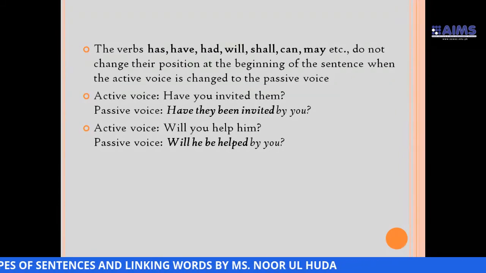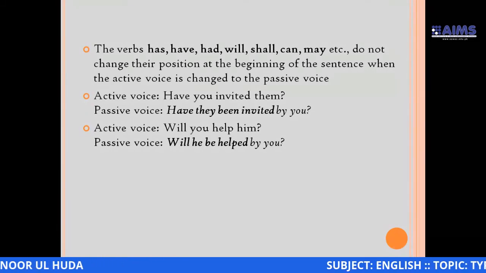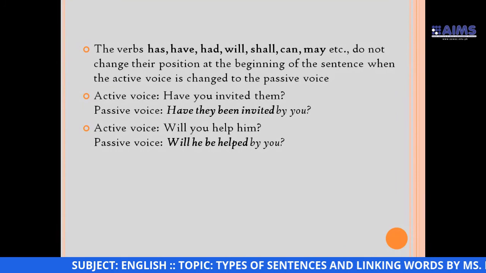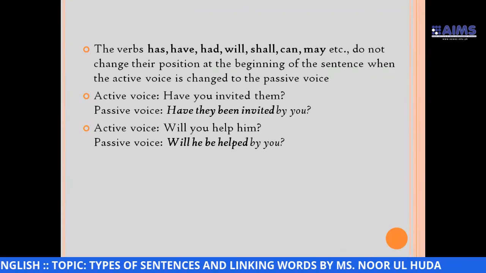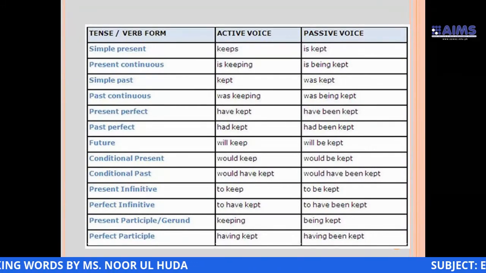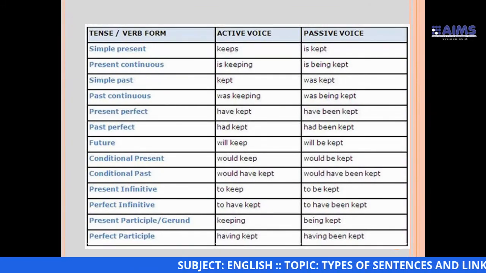Have you invited them? So, have they been invited by you? Will you help me? Will he be helped by you? So these are the helping verbs which are already used in the sentence, right? Now, what are the different ways in which we change the form of the sentences?